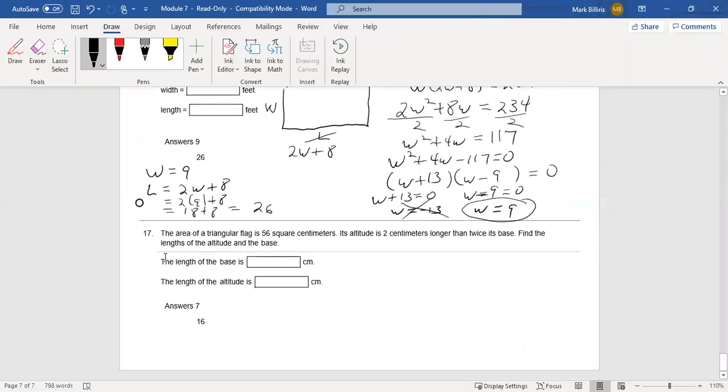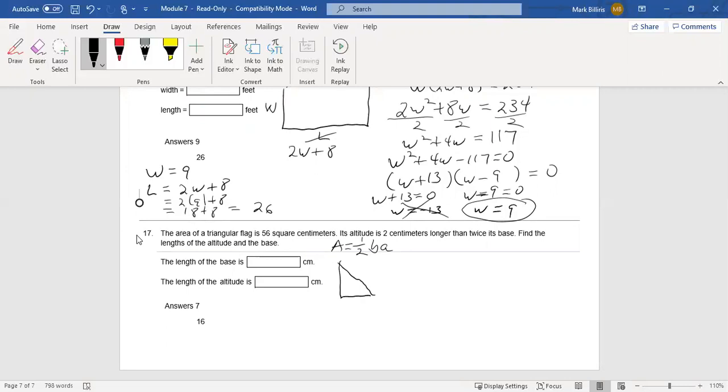So let's look at the last one, a similar problem. So in this case, though, we're dealing with a triangle. This is a triangular flag. So remember, the area of a triangle, area equals 1/2 the base times the altitude. So in this case, again, if you want to make a drawing, the altitude is the height.